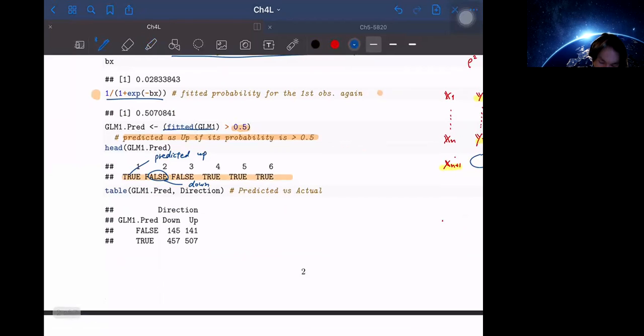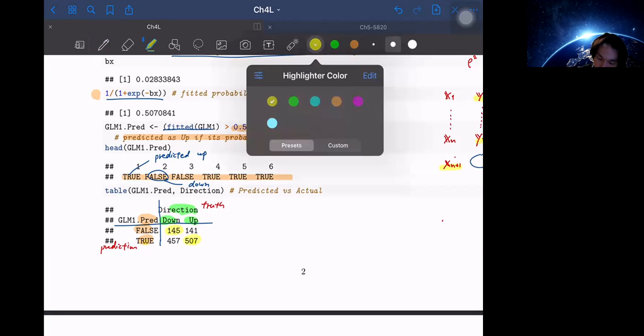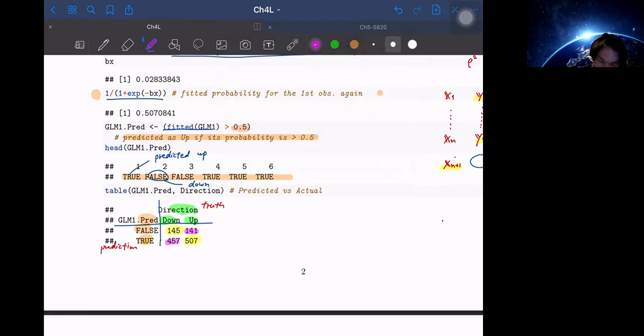Then we can make a contingency table or confusion matrix. So this is prediction and this is truth. Basically, these observations are predicted correctly. So predicted up and the direction is up. And the off diagonal part, these are mistakes. So these are errors.